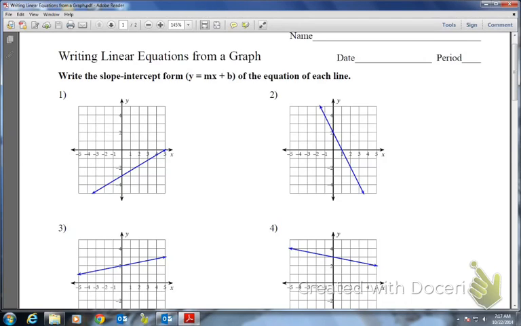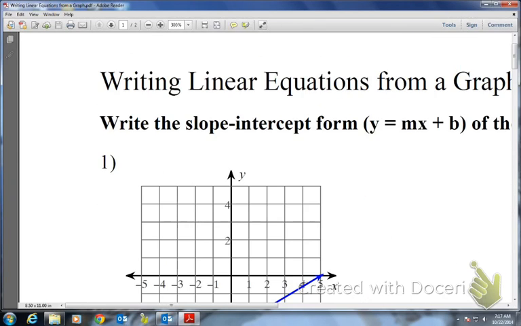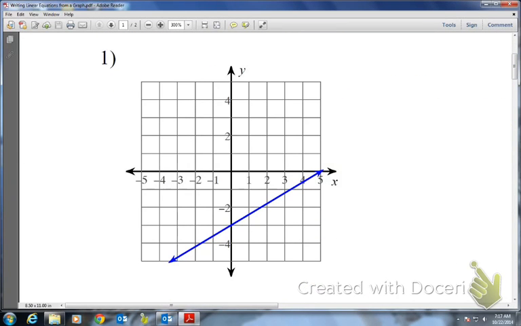The first one says write the slope-intercept form, y equals mx plus b, of the equation of each line. So I know that I need to know what my m is, so I need to know what my slope is, and I need to know what my b is, so I need to know what my y-intercept is. So if I zoom in over here to number 1, let me look closely at number 1. The first thing I want to identify is my y-intercept. So I'm looking on my y-axis right here, so I'll highlight it for us. I'm looking on this axis to figure out where that blue line crosses the y-axis. If I look closely, I see that it crosses right here at -3. So over here I'm just going to write b equals -3.